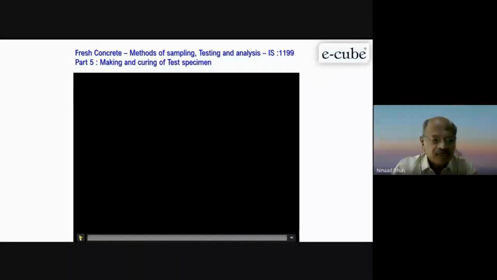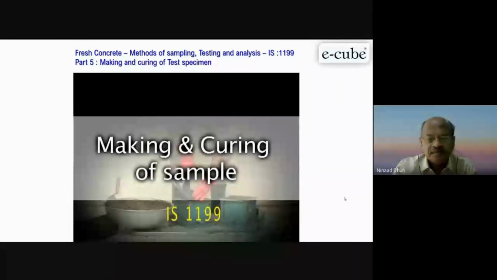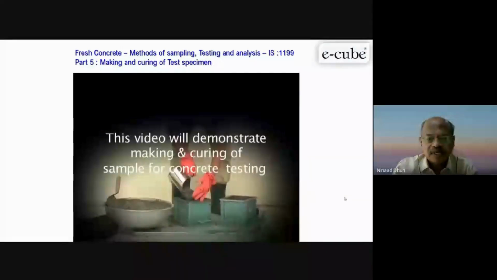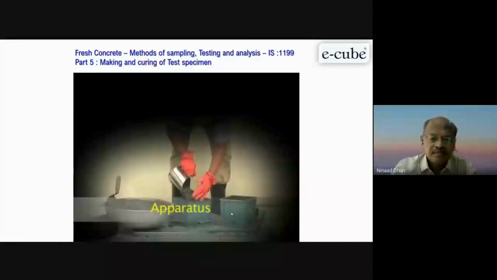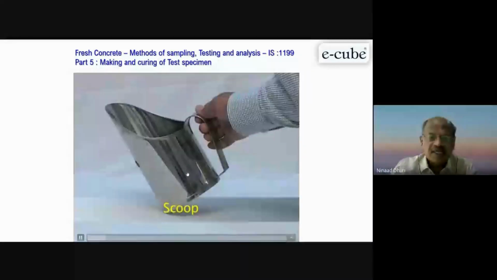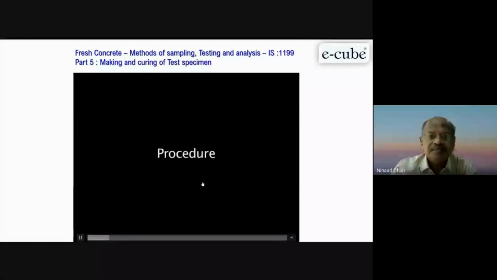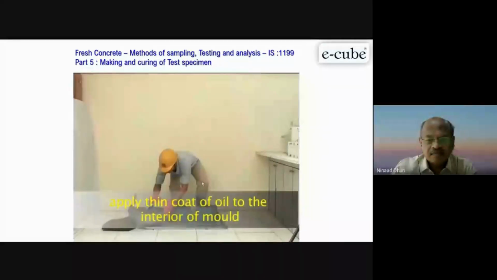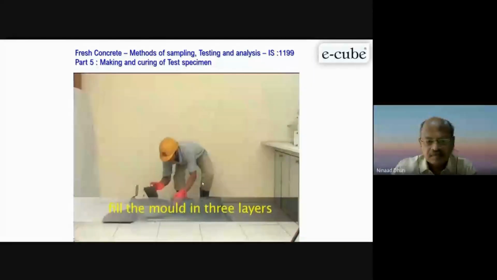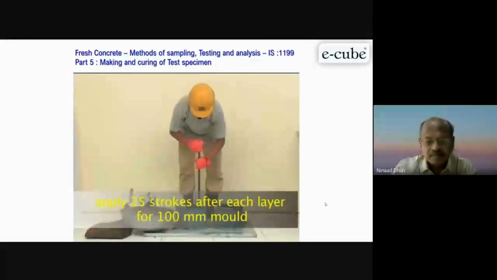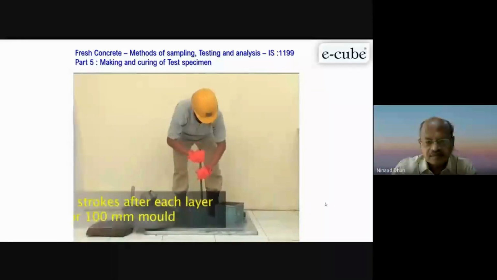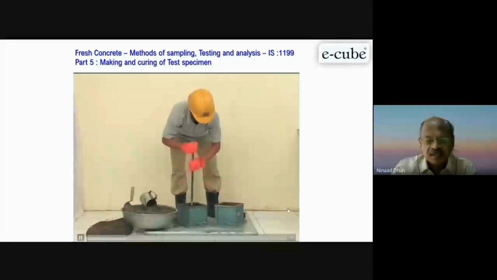You can see this video here. Important: if you use the scoop, don't use the trowel. This is the tamping rod that was there earlier. Now, as I said, a square rod can also be used. The mold you have to fill in 3 layers, and it should be distributed properly across the cross section of the mold.